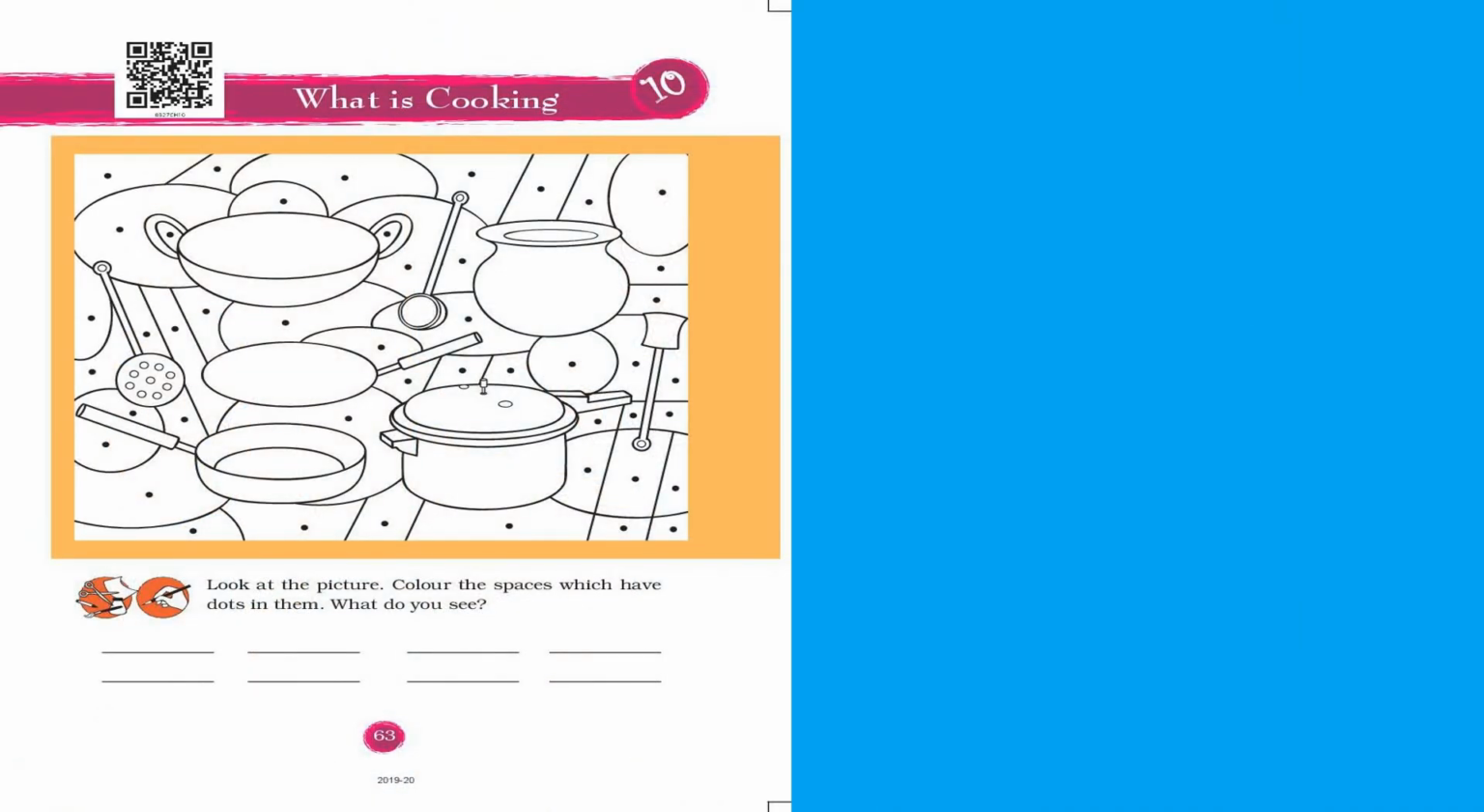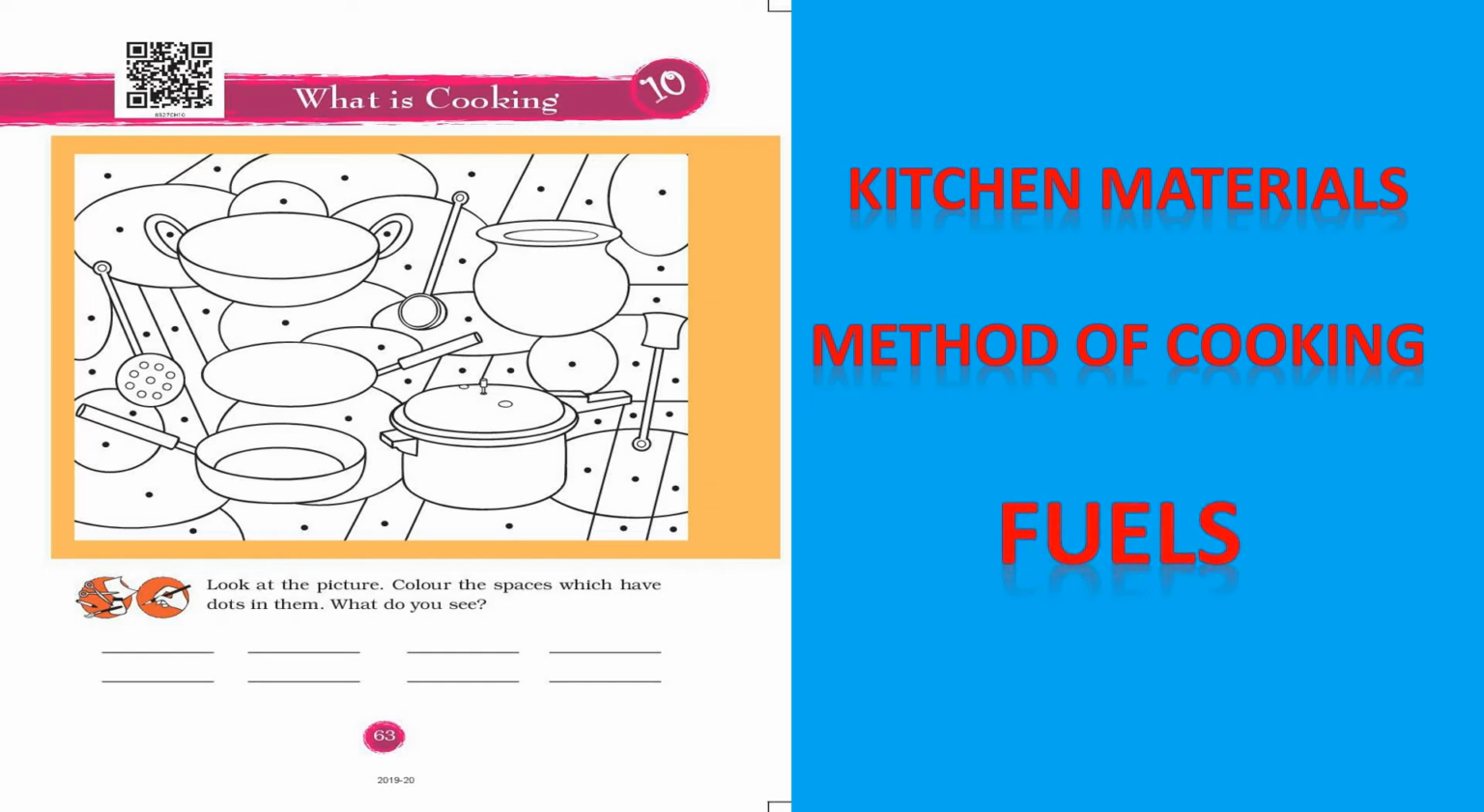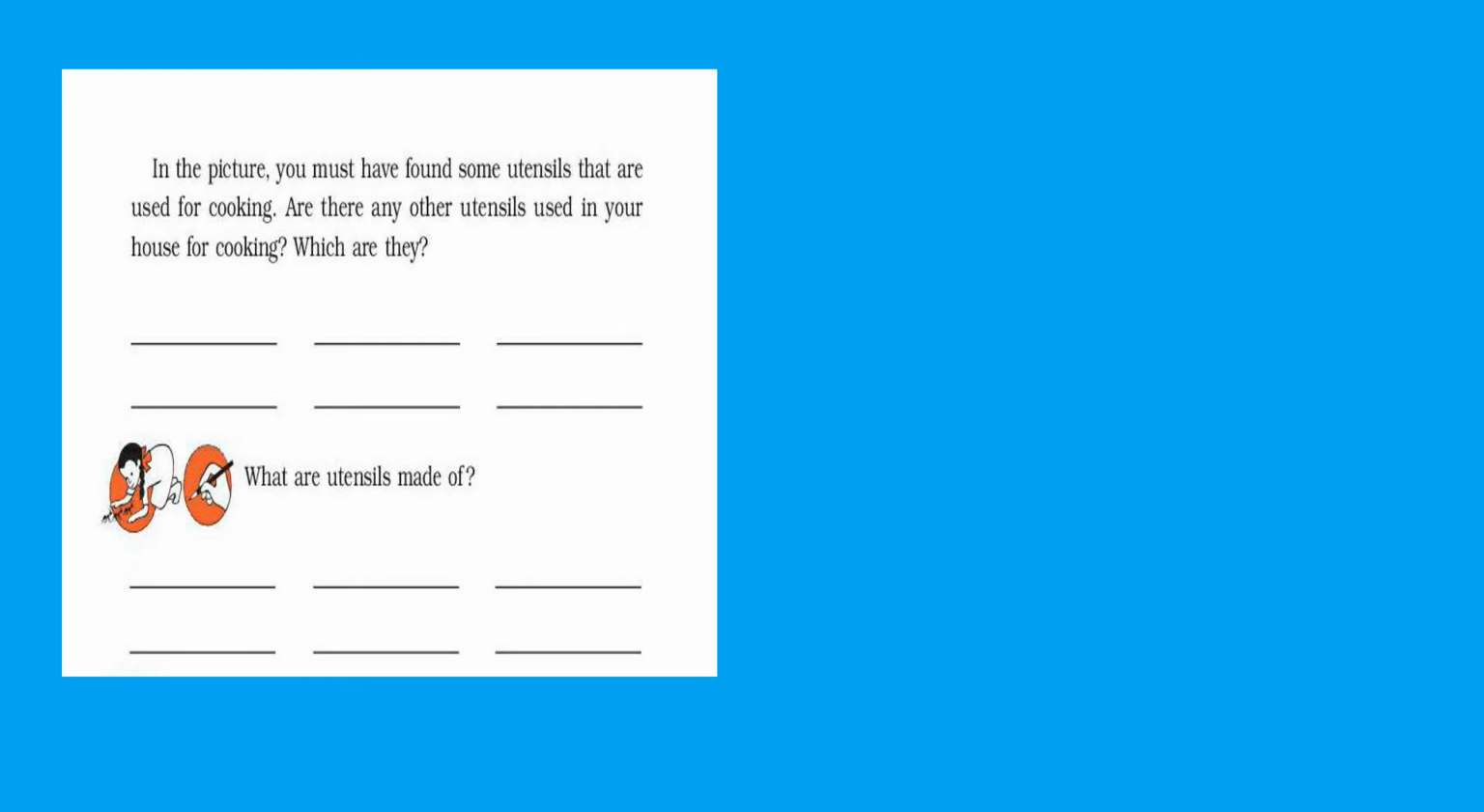As we have talked in the previous video about kitchen materials, means kitchen utensils, cooking methods, and cooking method fuels with their types. Today we will do some exercises that are given in your book. Let's come on page number 62.